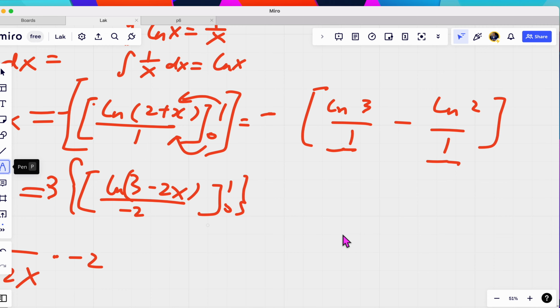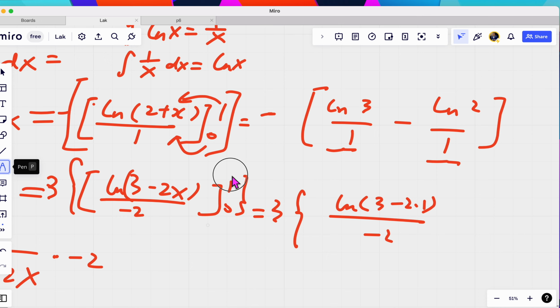Okay, so similarly for this, 3 is out first, because 3 is out. So you put a 1 in, you will get ln 3 minus 2 times 1 over negative 2. So the 1 is in already. So the 0 in is minus. Okay, so 0 is ln 3. So minus 0 is 3. So negative 2. So just use your calculator, get this, and then times 3, then you put the value.